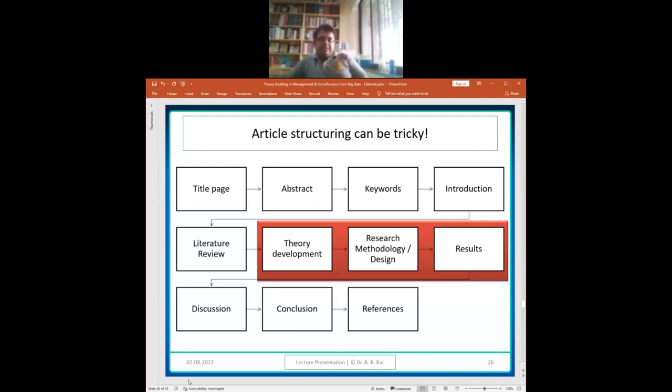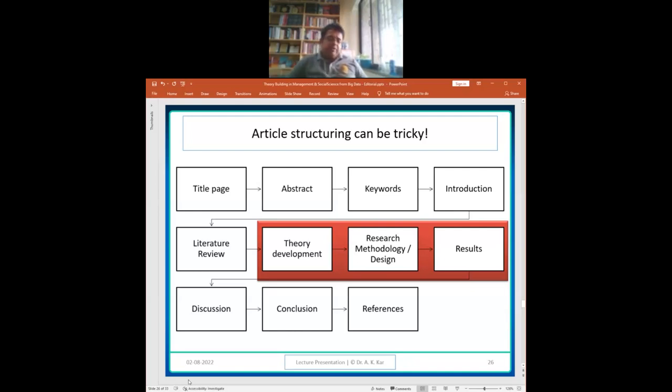Another big challenge is this. A typical theory building article will have a title page followed by abstract, keywords, and then you start off with the introduction, literature review, then move on to theory development where you establish your hypothesis, then talk of the research methodology design, and then the results, and then move on to your discussion, conclusion, and references.